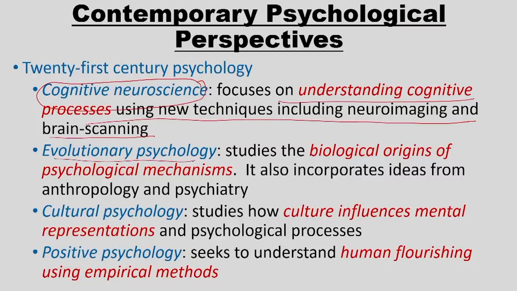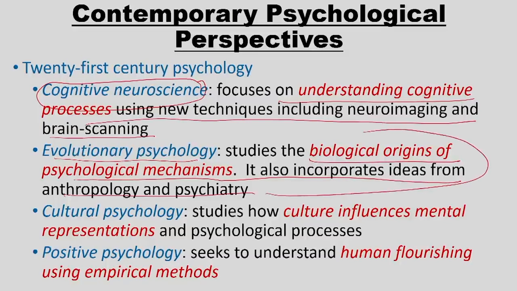There is a new perspective which is called the evolutionary psychology perspective. And what does this perspective do? It studies the biological origins of psychological mechanisms. It also incorporates ideas from anthropology and psychiatry. What does this perspective do? It takes into account the biological origins of certain behavior and certain psychological mechanisms and takes in inputs from both anthropology and psychiatry.